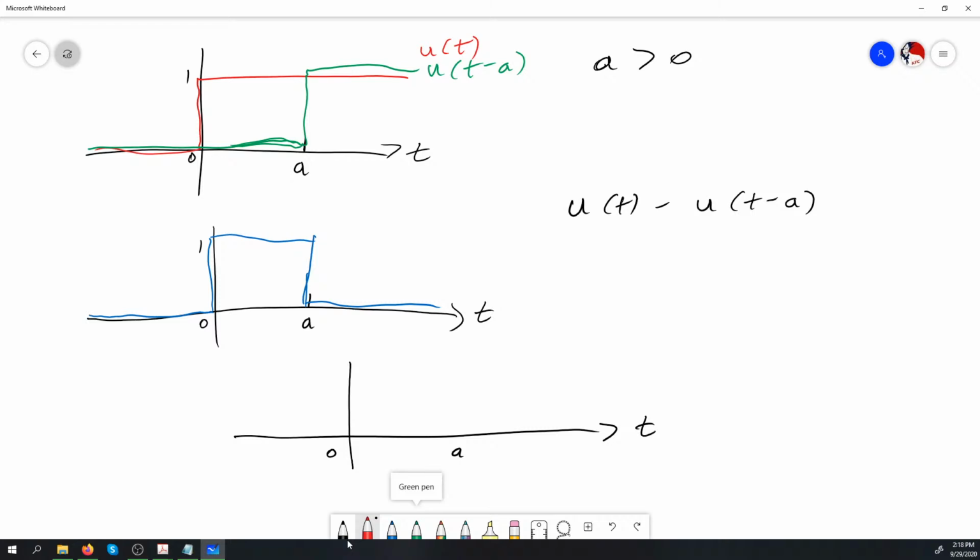However, at 0 here, we have this sharp change from 0 to 1. And because we have that change, if we differentiate that change, that gives us a unit impulse. So at 0, we draw our unit impulse accordingly with a magnitude of 1. And between 0 and a, we have a constant value here of 1.